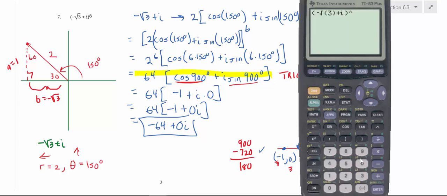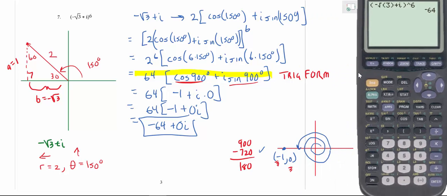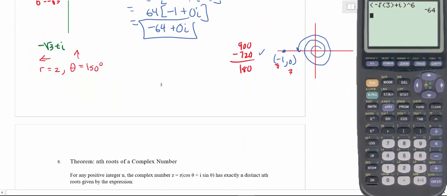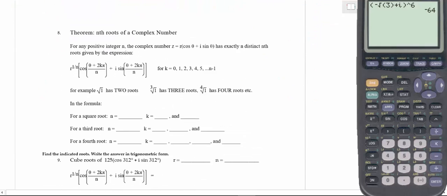And then raise that to the 6th power. And look at that. We got negative 64. That's amazing. Okay, so very good. Hope you did well with those problems. So I'm going to move to the next thing here.